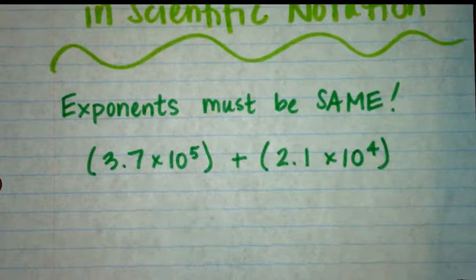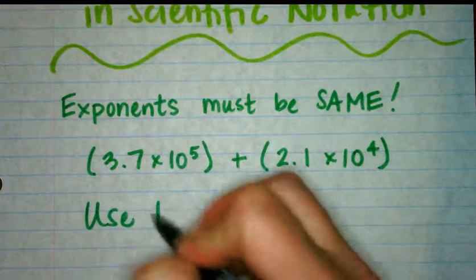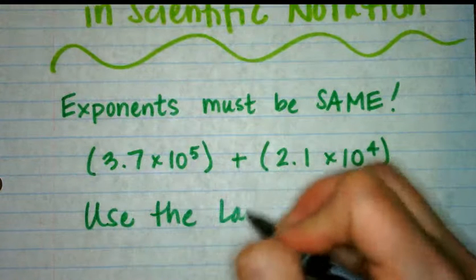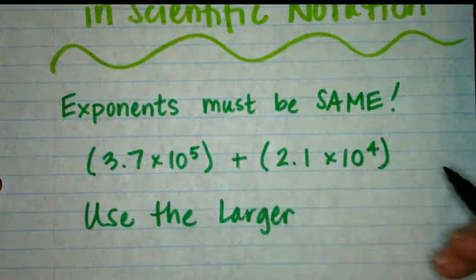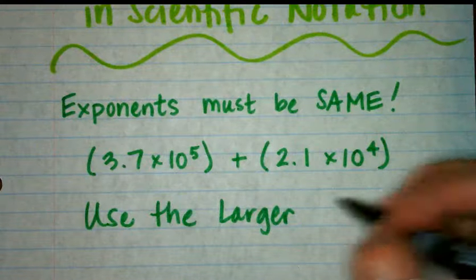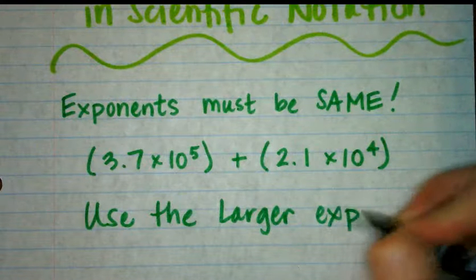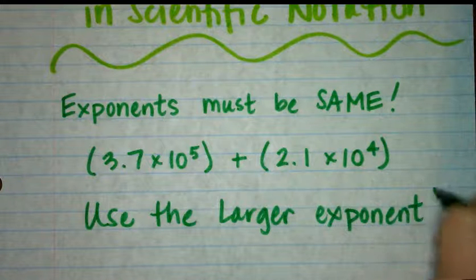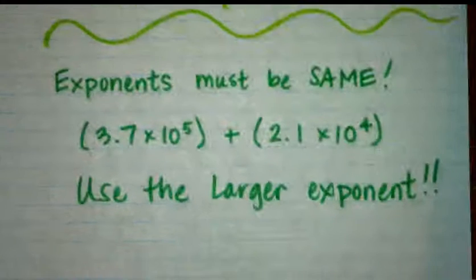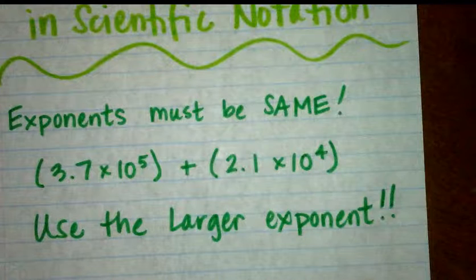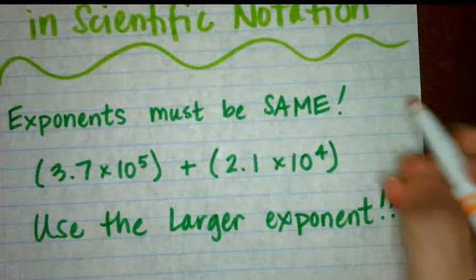My suggestion is always use the larger exponent. If you use the larger exponent, you're likely to have to change your answer into scientific notation at the end. So use the larger exponent when you're trying to decide which one to change. You want to change the smaller one to the larger one. So if I had to change this, to turn this 4 into a 5.